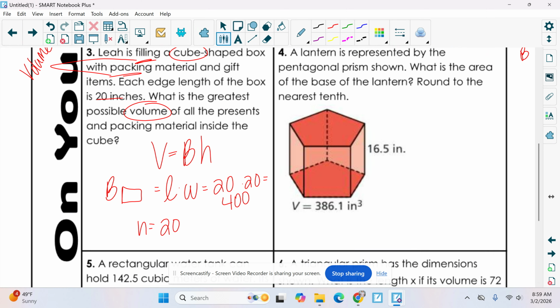So then I can fill that in. Volume equals 400 times 20, which gives me 8,000. Where are we measuring this in? Inches cubed.